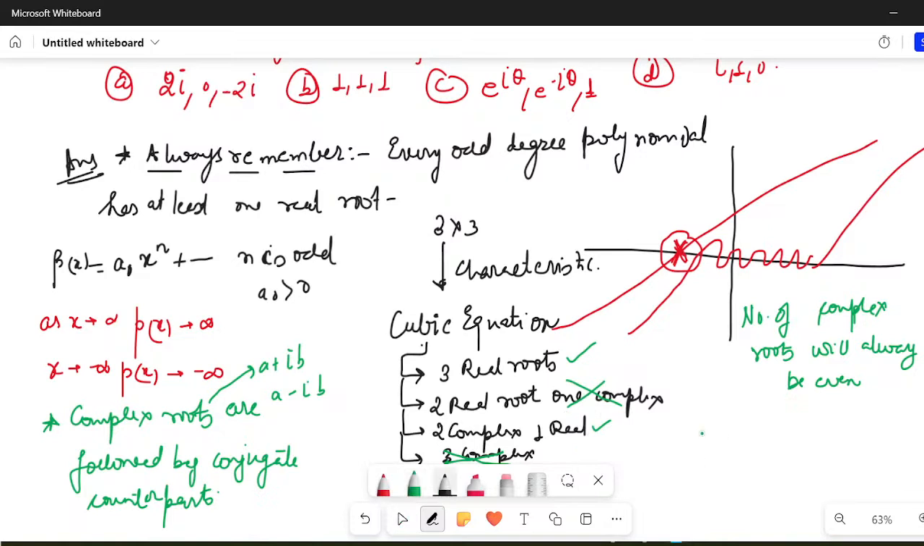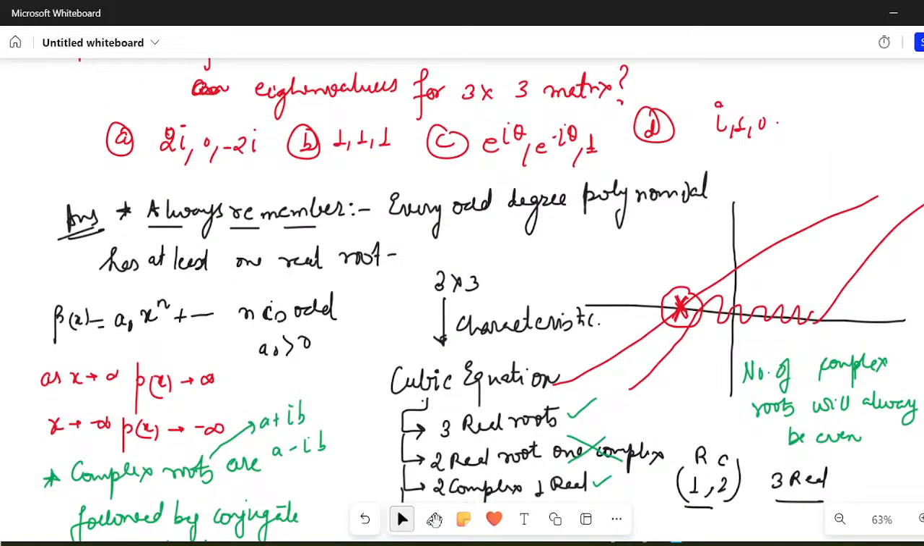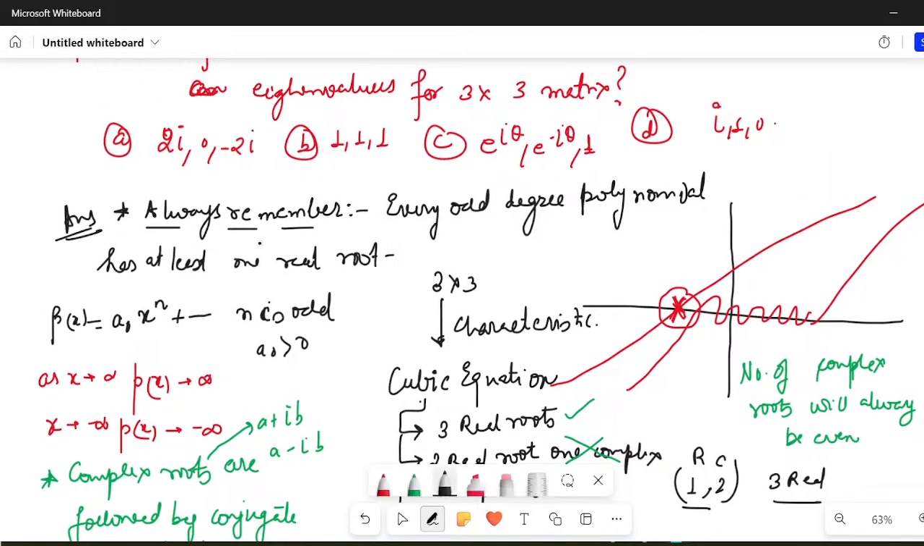What I want to say is that in a cubic equation, either there can be 1 real root and 2 complex roots, or there can be 3 real roots. So in general, I can say at least 1 real root is guaranteed. Now think about all these things in the question. For a 3 cross 3 matrix, if 2 iota is one of the roots, minus 2 iota will be one of the roots, and 0 can be another real root. So there can be 2 complex roots, one the conjugate of the other, and another root can be real. So this cannot be an answer.